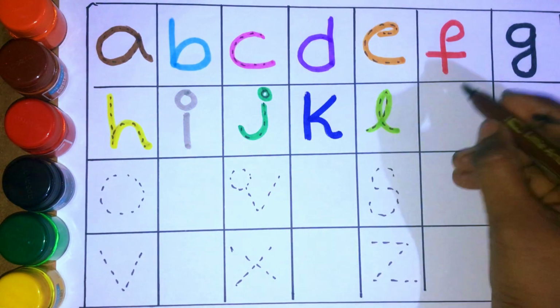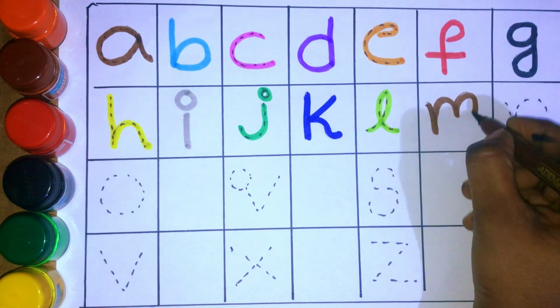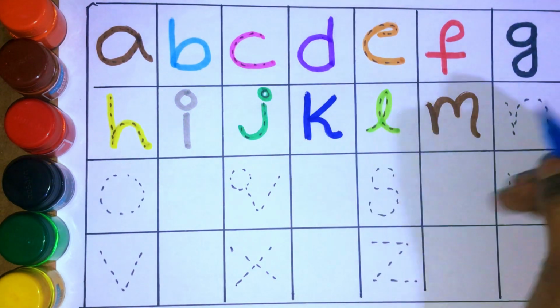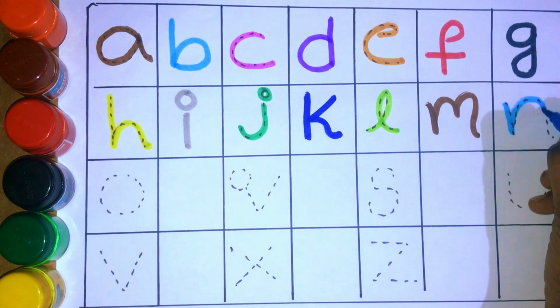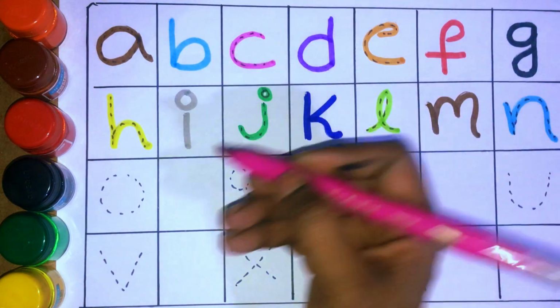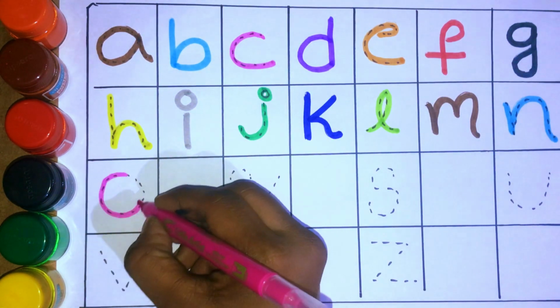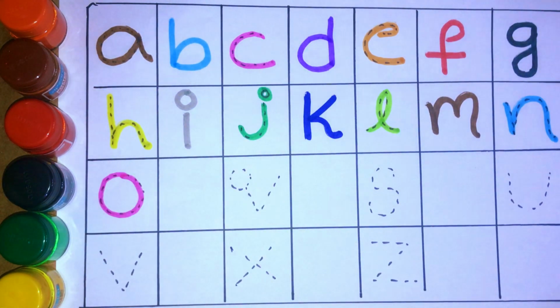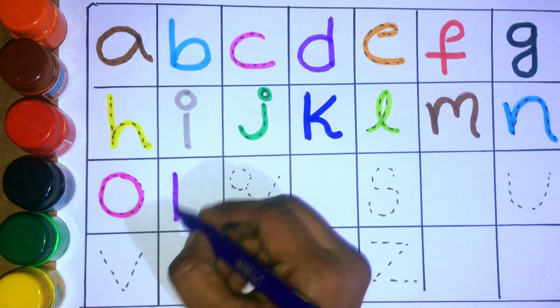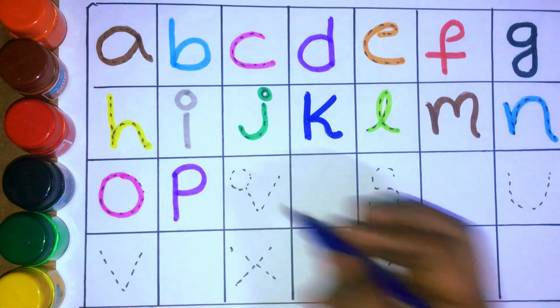Brown color, M. M for monkey. Sky blue color, N. N for nest. Pink color, O. O for ox. Purple color, P. P for pig.